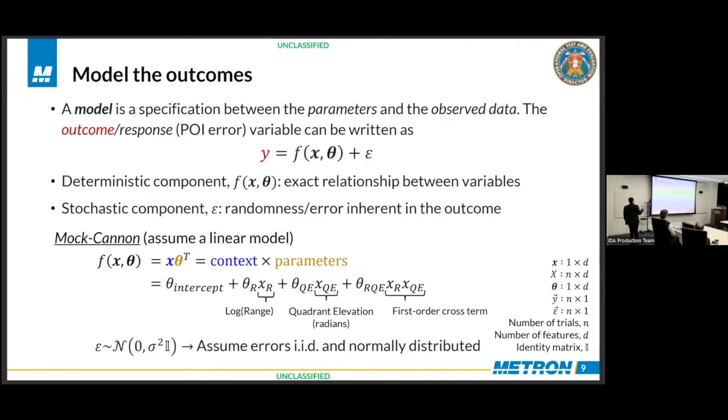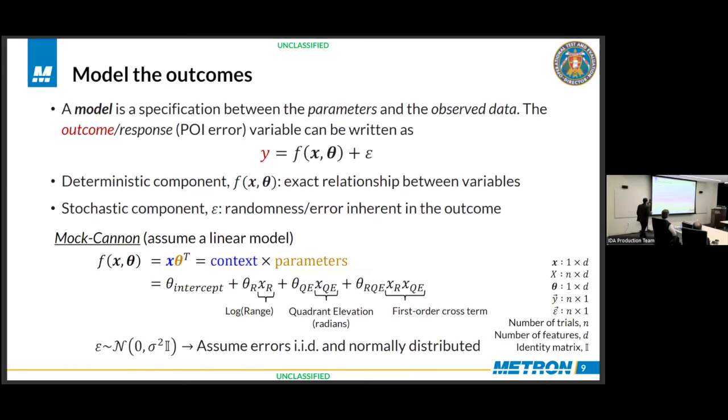And so in this, how we're going to define a model here, it's a specification between the parameters, theta, and the observed data. So our outcome or response variable, point of impact error, can be written like this. Y is equal to some function that takes in the context and the parameters, plus some noise term. So that first term is called the deterministic component, defines the exact relationship between those parameters and the context. And then there's a stochastic component, because if you repeat that measurement at the same x, you're not going to get the same. There's some underlying error that we can't account for in our model.